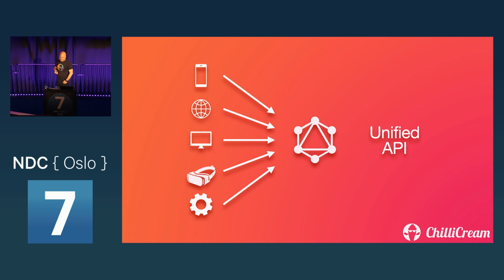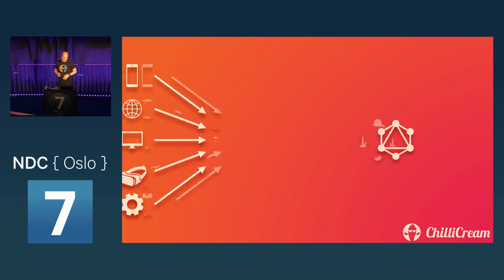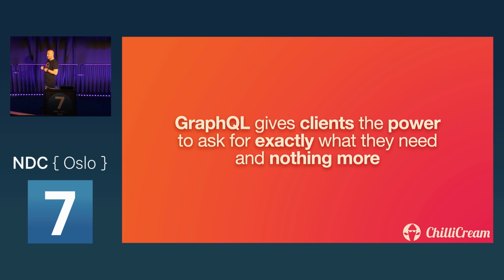So GraphQL gives me this unified API for all the clients that I ever have to build. And I only get what I need. So I get the power as a front-end engineer to ask for the data I need and nothing more. And this is why GraphQL, for front-end developers, sells itself. You show that to front-end developers and they basically start to shake because it's so awesome to them.